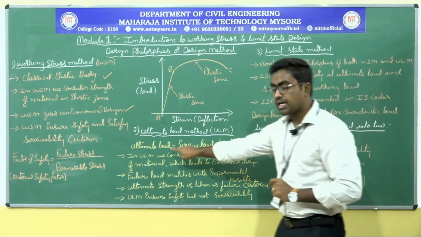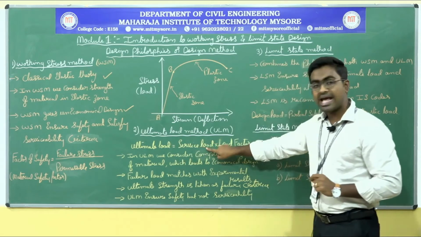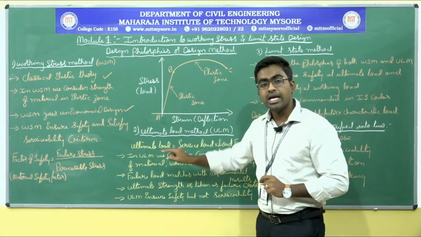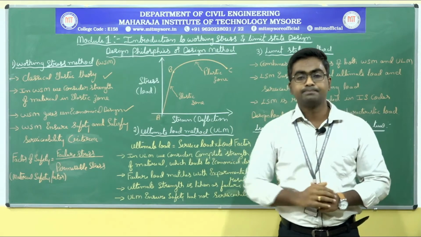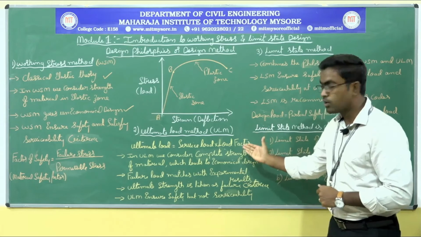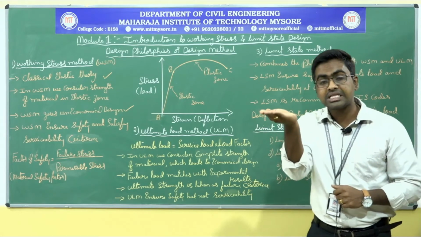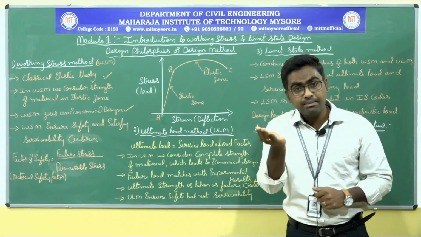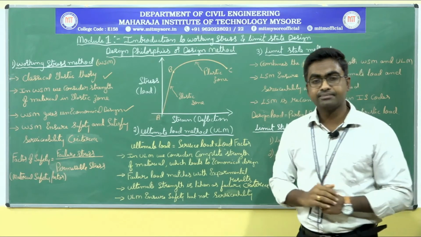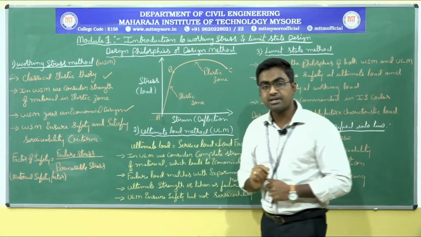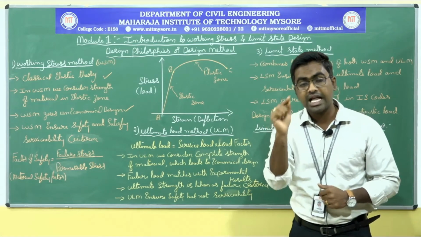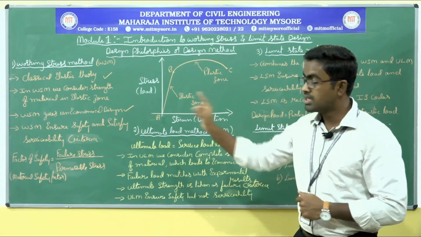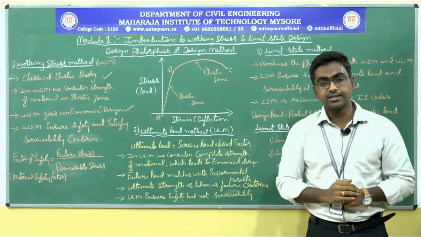See, if you want the ultimate load, then you have to enhance the service load by multiplying a load factor, and this ultimate load is used for the design purpose. That means in the ultimate load method we are going to increase the load which is coming on the structure, and that increased load, that ultimate load, is used for the design. But in the working stress method we decrease the strength of material, and that decreased strength is used for the design. That is the difference between the working stress method and the ultimate load method.